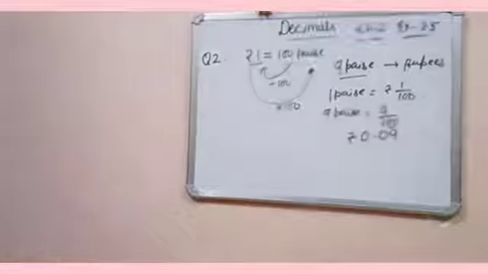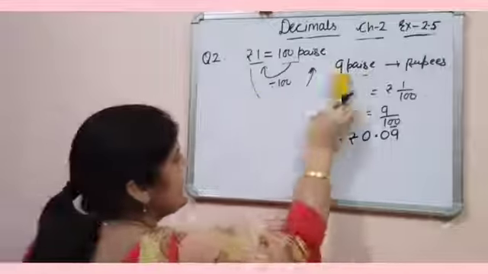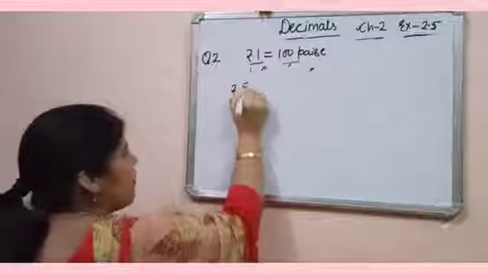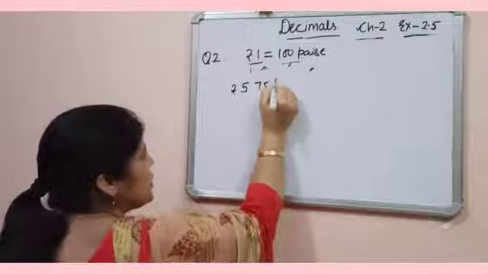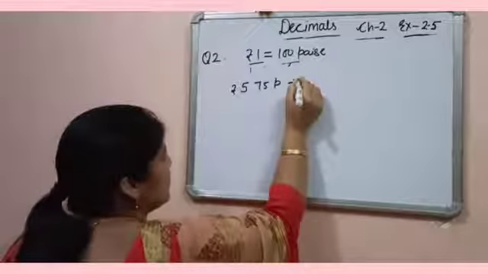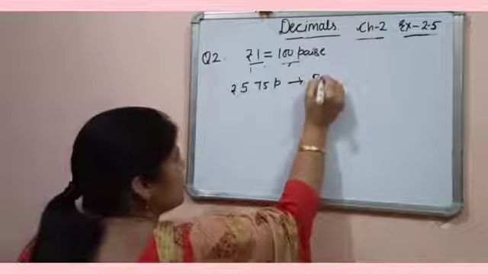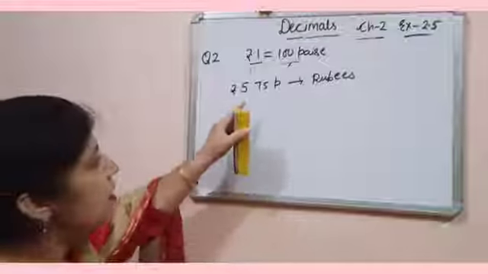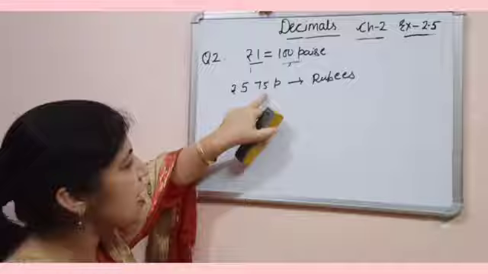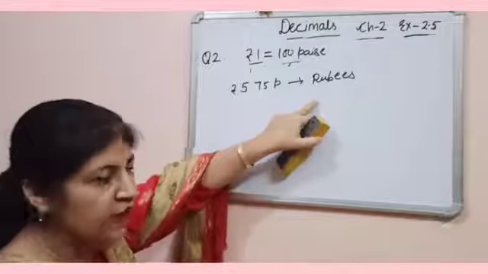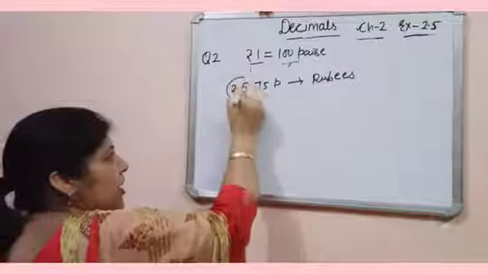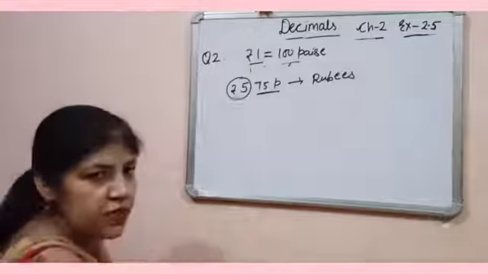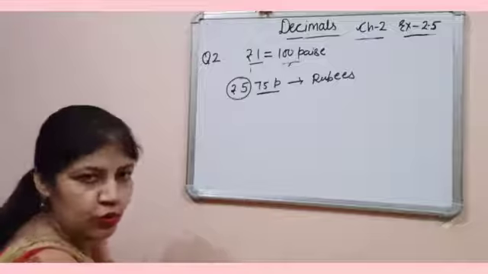And let's take one more example. Convert 5 rupees 75 paisa into rupees. Obviously, for converting paisas into rupees, you have to divide. The 5 is already in rupees, so only convert 75 paisas into rupees and then add both of them.